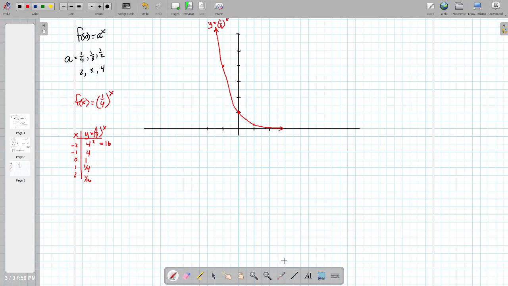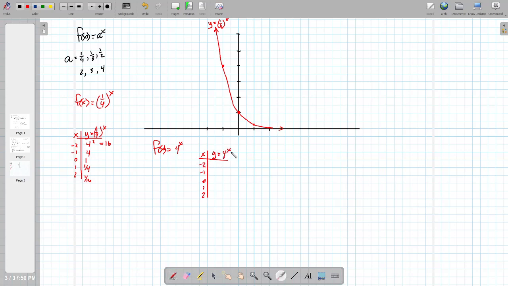Now what I'm going to do, also in red, is plot the graph f of x is equal to 4 to the x. Now I want to do this in red specifically because it's related to the 1/4 graph. And we'll see how in a second. So if we have -2, -1, 0, 1, and 2 for our x's, and then y is equal to 4 to the x, we'll see what we get.